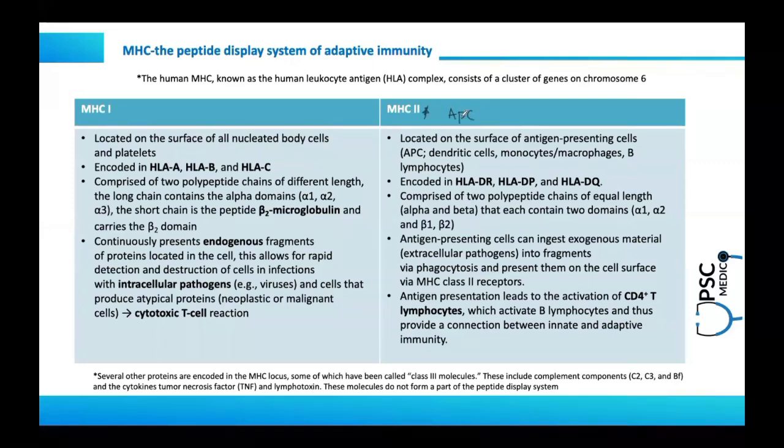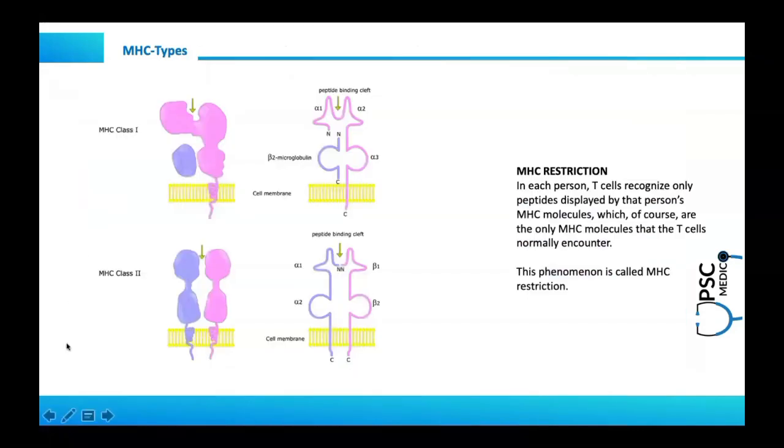Where do you see MHC2? MHC2 is specific for the antigen presenting cells. The examples of antigen presenting cells, you are already aware of them. One is the dendritic cell, the other is monocytes or macrophages, and the last is B lymphocytes.